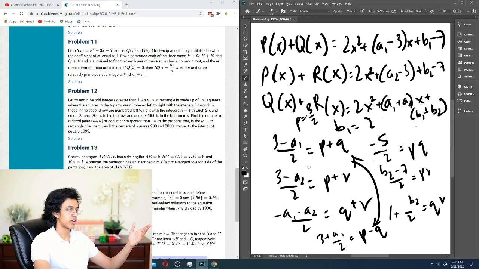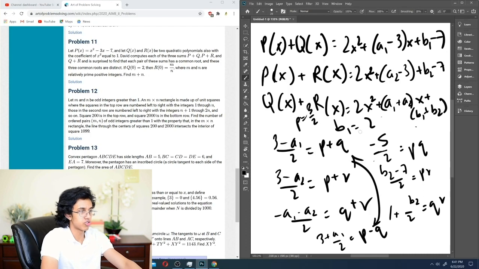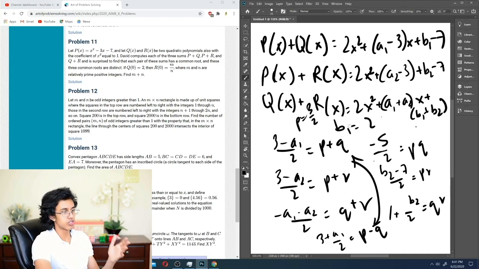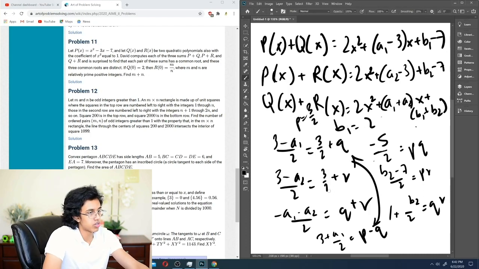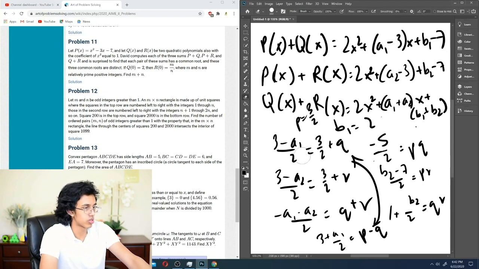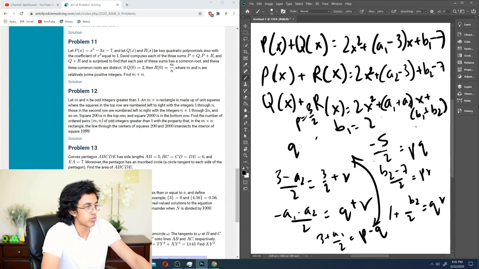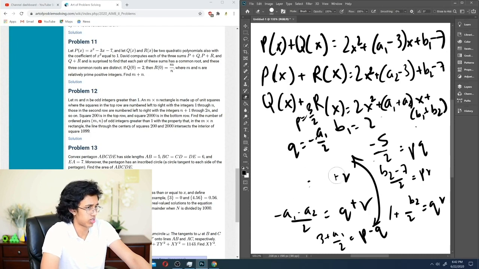But then there's symmetry, right? No, never mind. p is the odd one out. Okay, well anyways, you know p is 3 over 2, b1 is equal to 2, so now you could do even more stuff. Let's plug in. That means we already know what q and r are in terms of a1 and a2. So we know that q is equal to negative a1 over 2, and r is equal to negative a2 over 2.